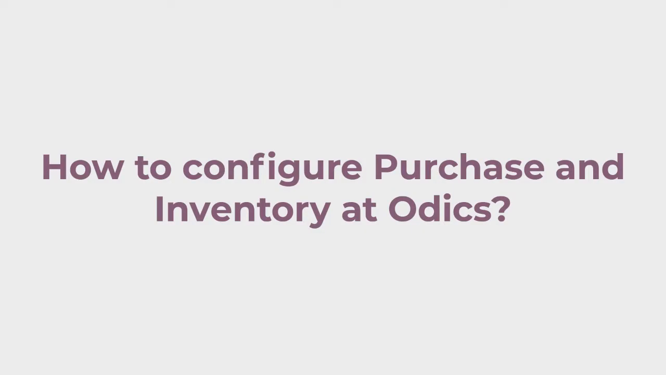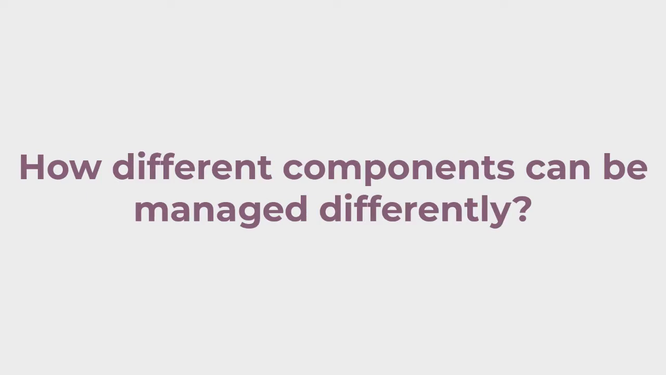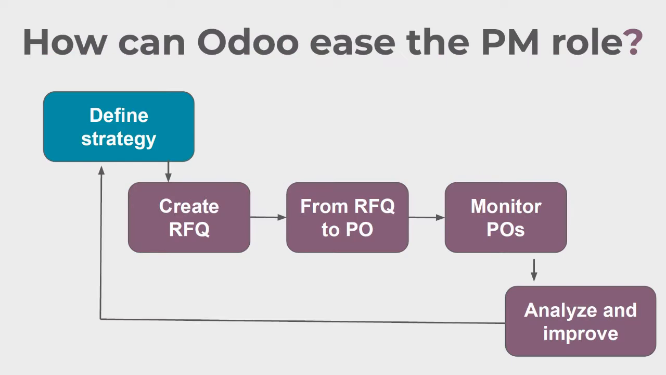So basically, the main questions for Odics, what they wanted to get from Odoo, is: if they implement Odoo, how should they configure purchase and inventory in order to improve and automate their purchase process, and also how can they make sure that different components can be managed differently? They sell and manufacture smartphones. For that, they need multiple components, and different components have different replenishment strategies because some are more strategic, costly, or whatever than other components. How can we do that in Odoo?